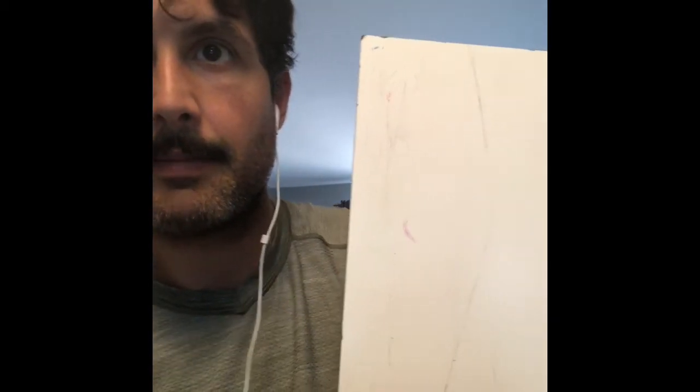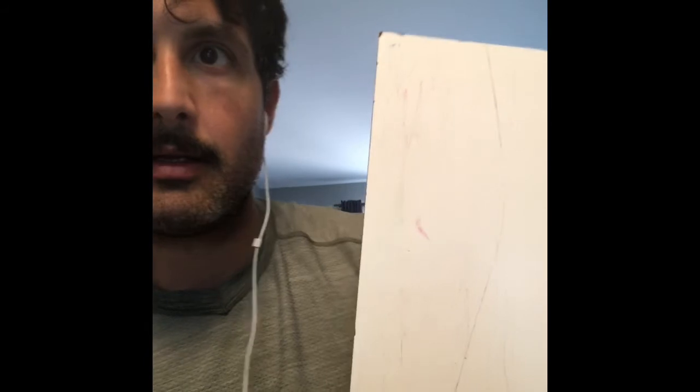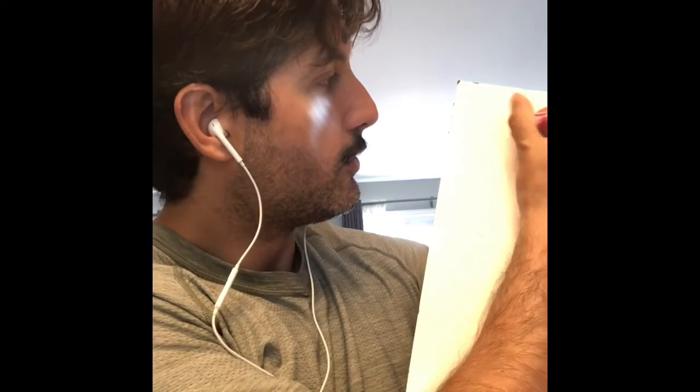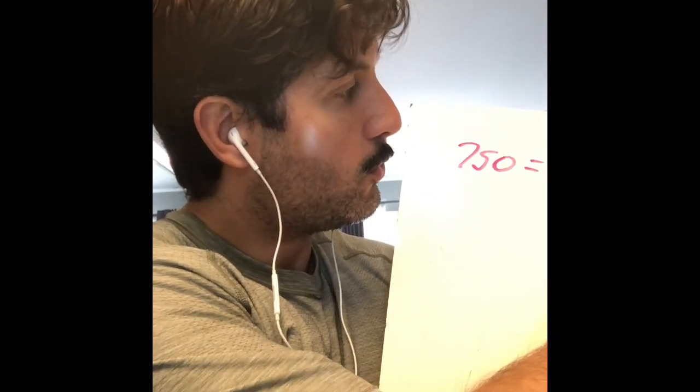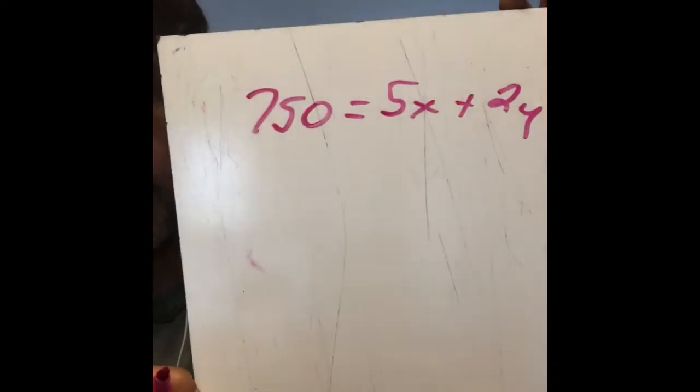Now, if you remember, the original form was 5 for an adult, 2 for children. So 750 equals 5x plus 2y. You'll remember that is the original form. What is the least number of children's tickets you could sell? 0. You could sell 0 tickets and that would be fine.